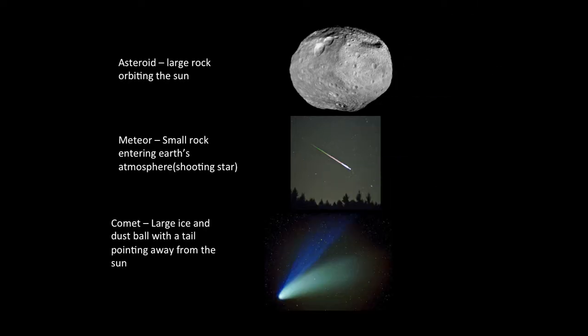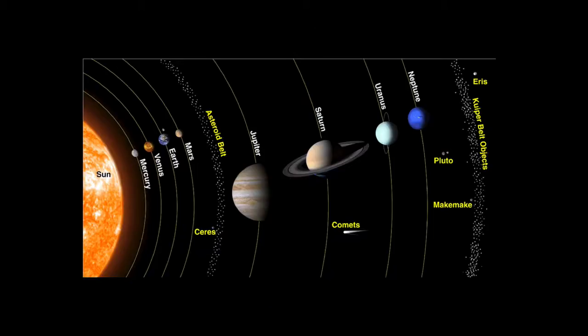And a comet is made of ice and dust, and when it gets closer to the sun, that ice sort of burns off and it leaves a tail. The tail always points away from the sun, no matter where it is, as it orbits.